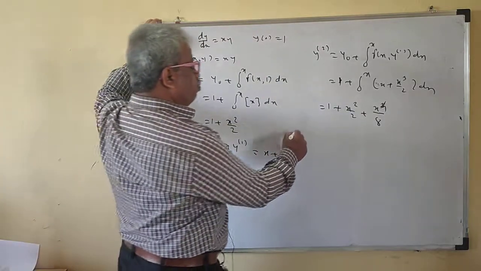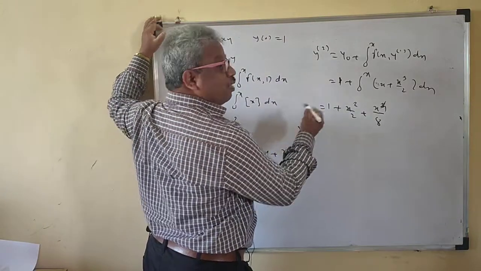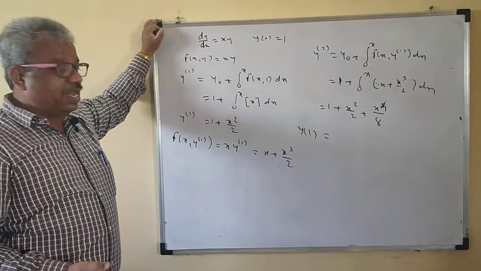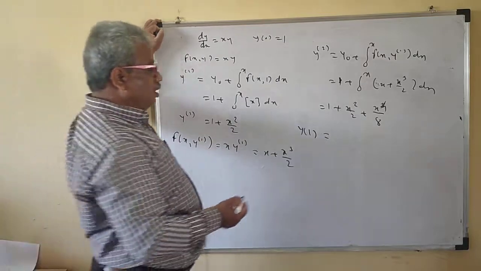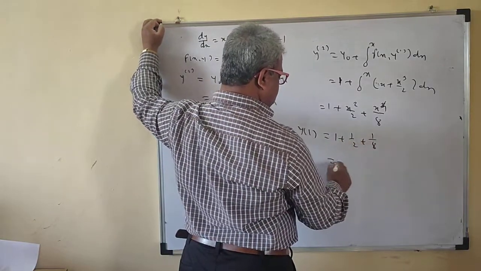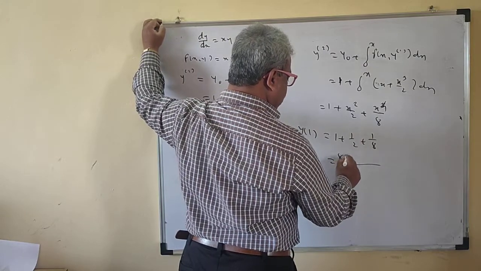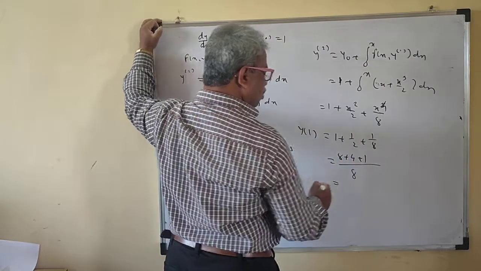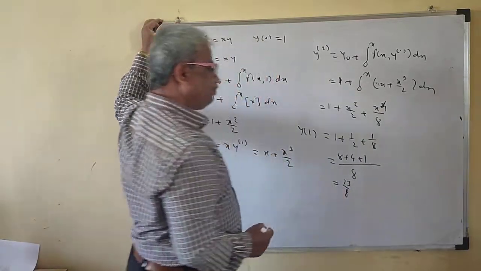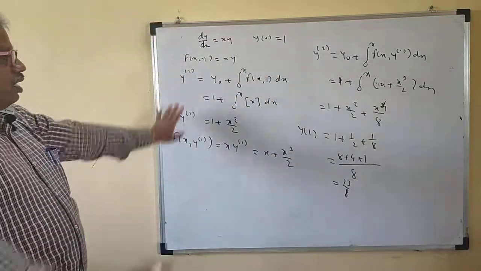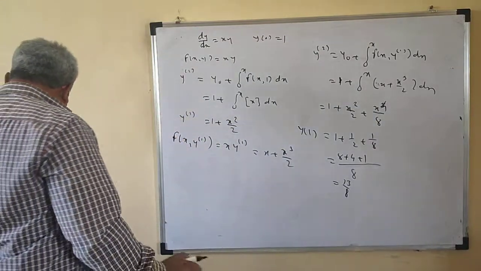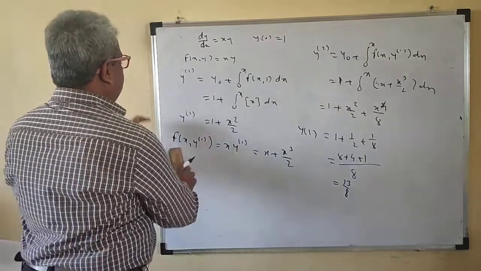And suppose with the help of the second iteration, find the value of y(1). Then y(1) will be 1 plus 1 upon 2 plus 1 upon 8. So this is 8 plus 4 plus 1, so this is 13 by 8. This is your required answer. So I hope that you understand the Picard method. This is the Picard method now.